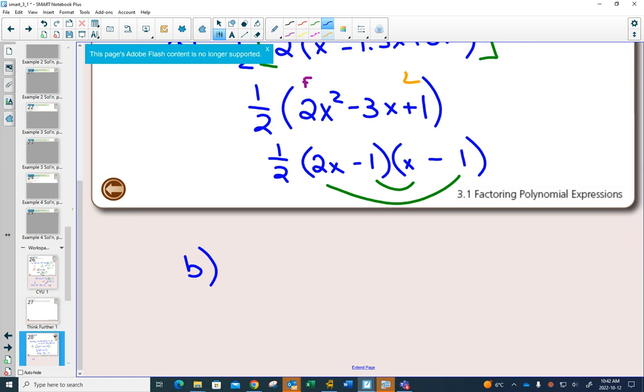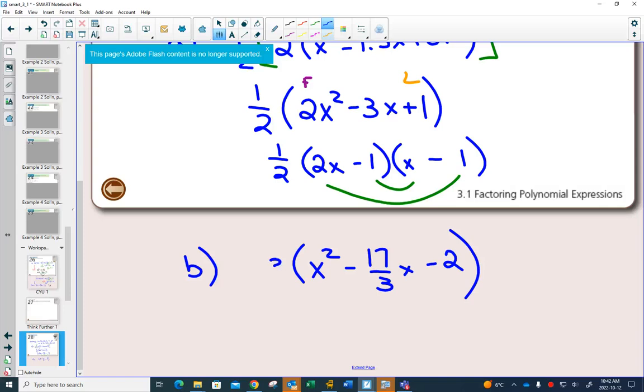So for part B, we have x squared minus 17 thirds, and then minus 2. Ooh, don't like that 17 thirds. I don't like that fraction. So I could either factor out a third or times it by 3.